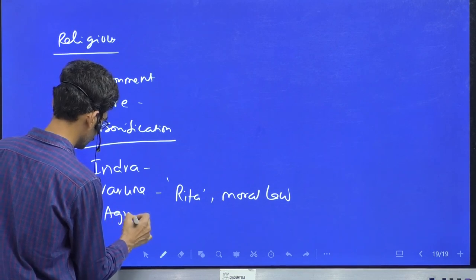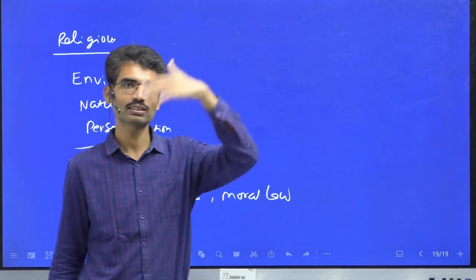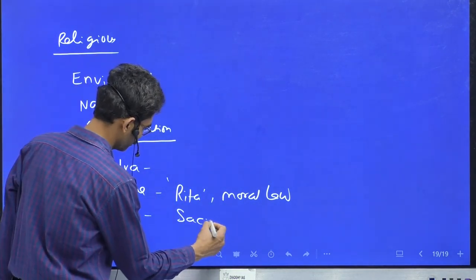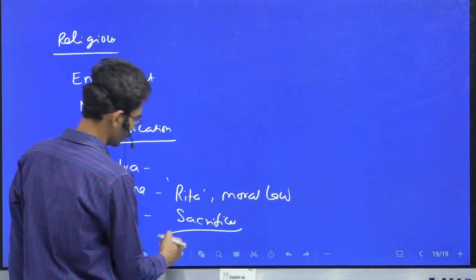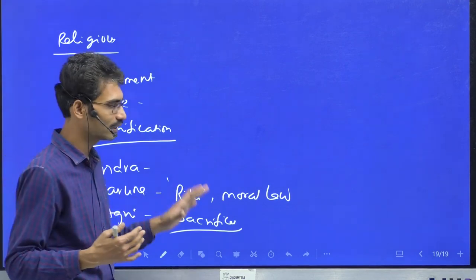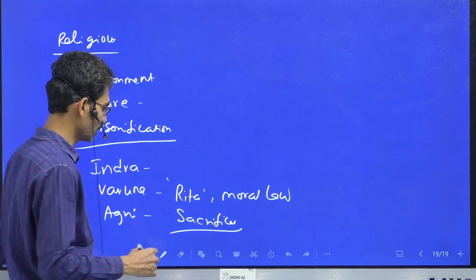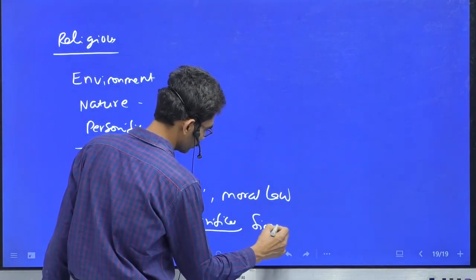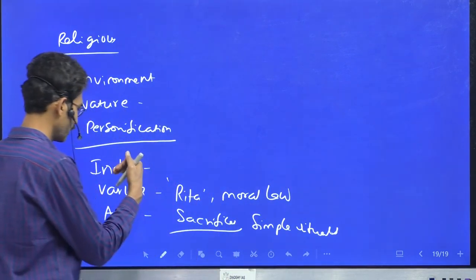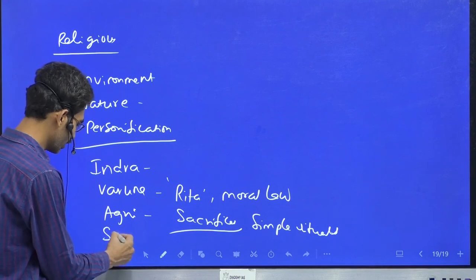Agni is considered as the intermediary between human beings and gods. Sacrifices, some rituals. The sacrifices are not very elaborate at this time, not like the later Vedic time period. At this time, simple rituals. Indra, Varuna, Agni. Then other gods like Soma.